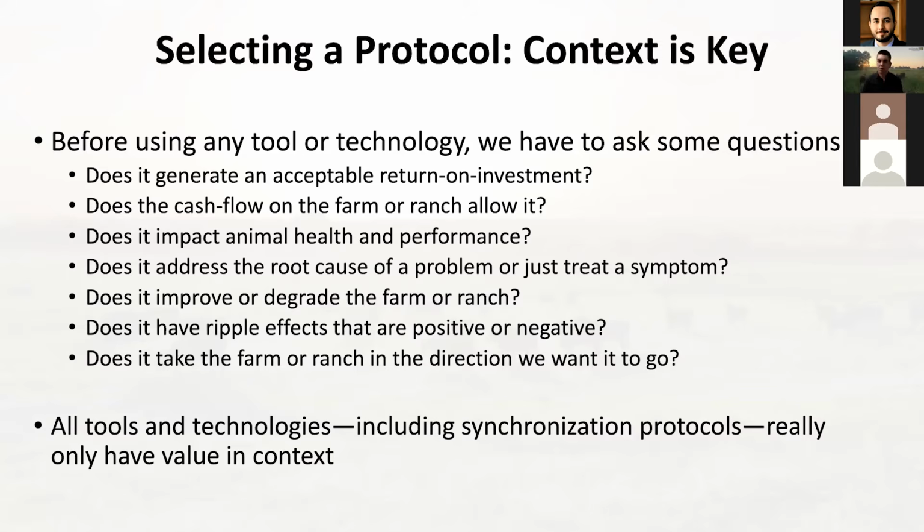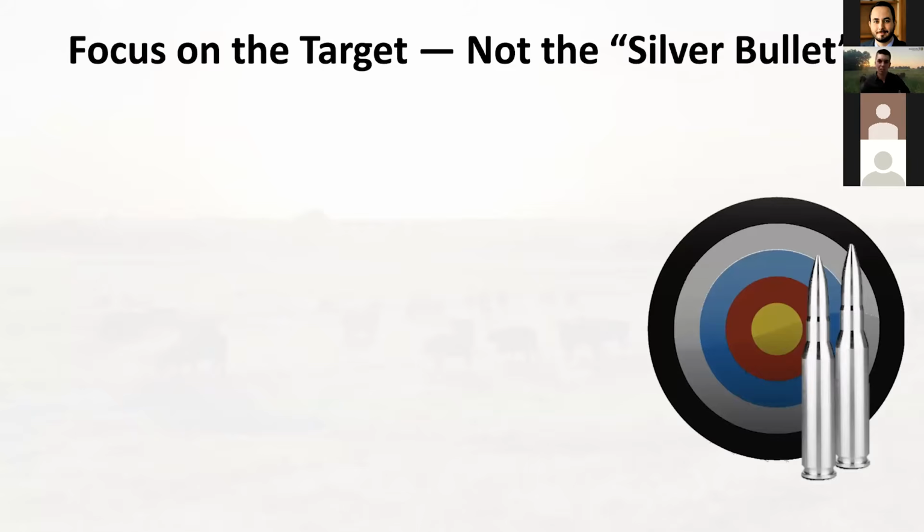You have to ask those questions no matter what the tool or the technology being proposed is, and that applies to synchronization too. So context is key. I certainly don't have time to answer all of these questions about synchronization tonight, and I wouldn't presume to be able to answer them for your own operation. But I think many ranches and farms around the country have really realized that these things pass these context checks, and there's a lot of opportunity in use of synchronization tools.